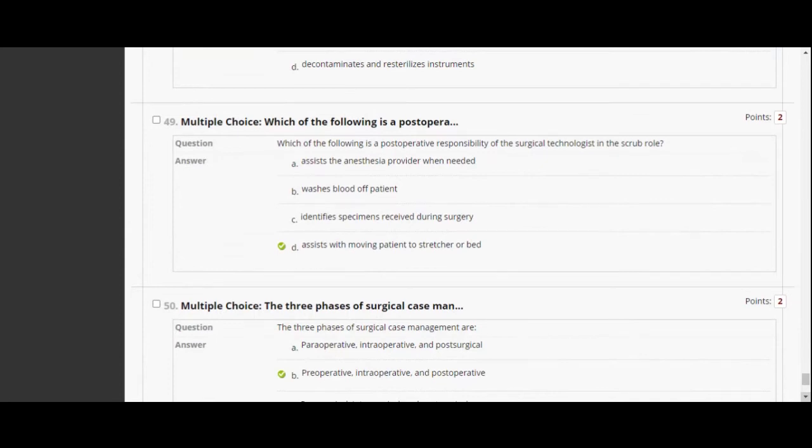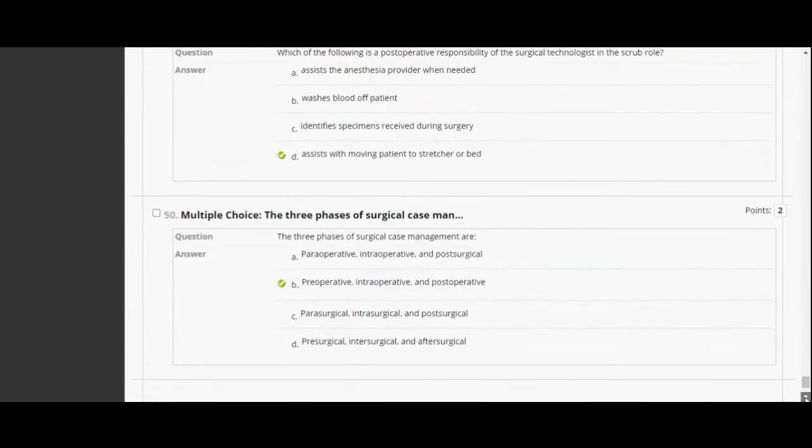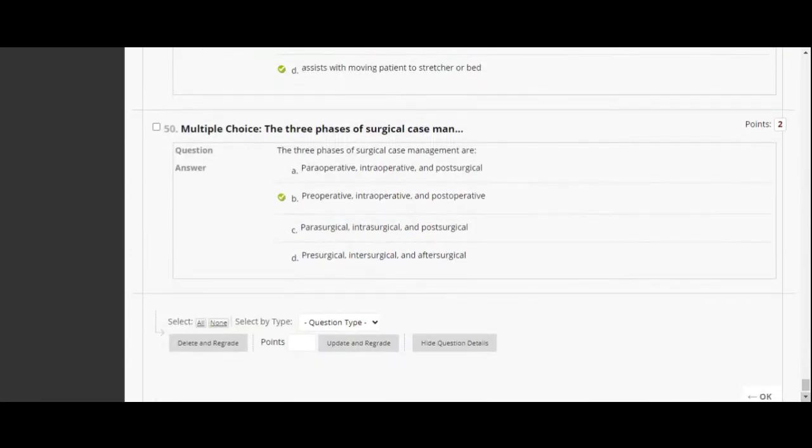Which of the following is a post-operative responsibility of the surgical technologist in the scrub role? Assist with moving patient to stretcher or bed. The three phases of surgical case management are preoperative, intraoperative, and postoperative.